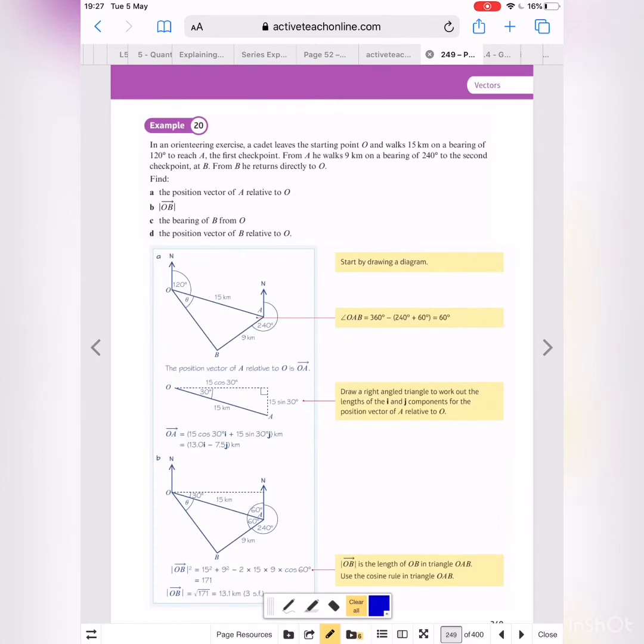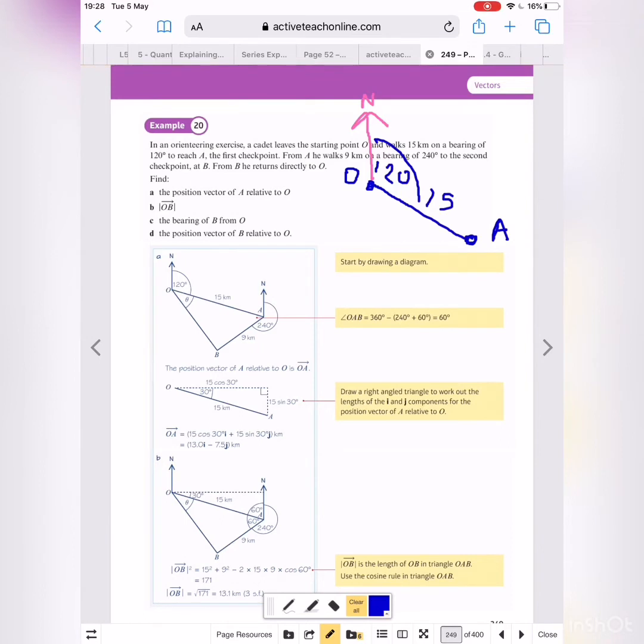So in an orienteering exercise, a cadet leaves the starting point O. So always with these, draw out what is happening. We know that that's point O. He walks 15 kilometres on a bearing of 120. So again, I'm going to add my north line in. We know that faces north. So if it's on a bearing of 120, it's going to be about there. Remember, we know that that is 120, and that's going to be 15 kilometres to reach point A.